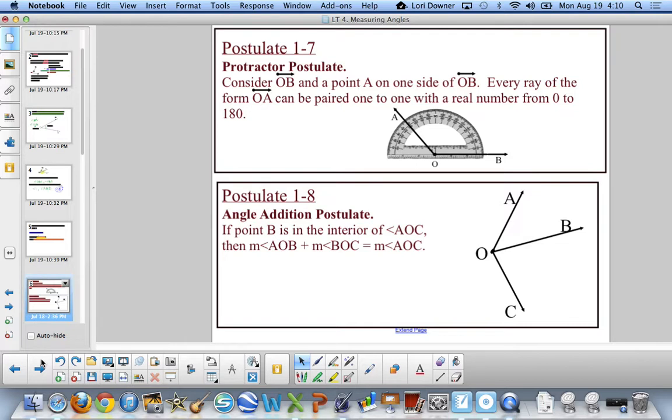The angle addition postulate says that if I add two smaller angles, I will get the entire angle. And that's what our angle addition postulate says. Pause the movie, add these to your postulates sheet, and then press play when ready.